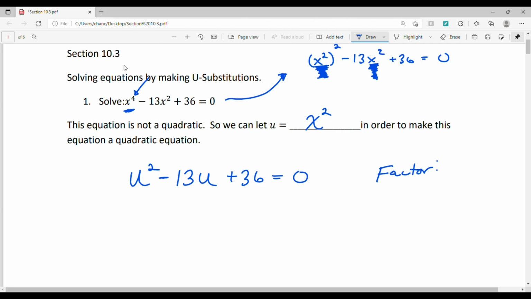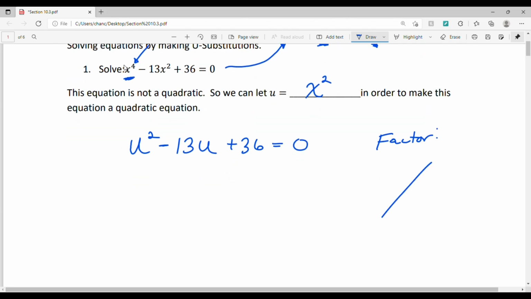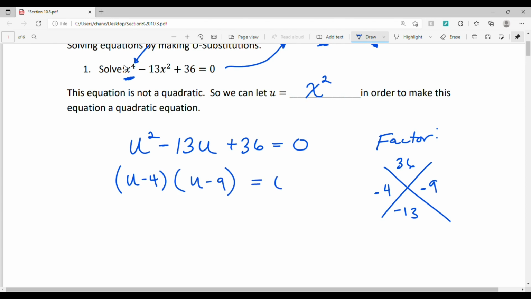We'll use the diamond method. Let's draw ourselves an x. We'll put the 36 on top and the negative 13 on the bottom. What two numbers multiply to get 36 but add up to get negative 13? And those two numbers are negative 4 and negative 9. So this can be rewritten and factored as u minus 4 times u minus 9 is equal to 0.